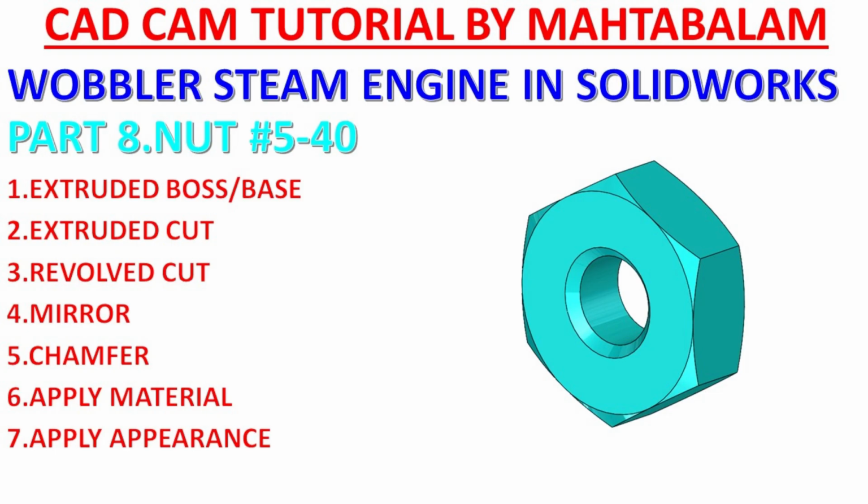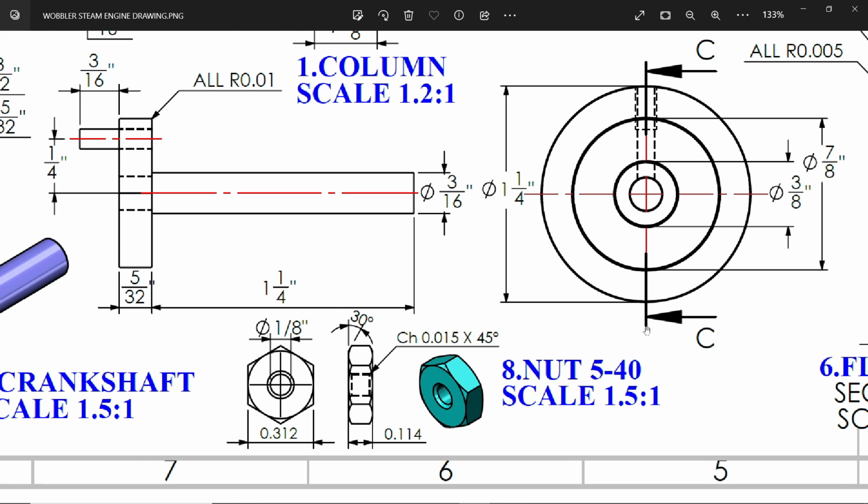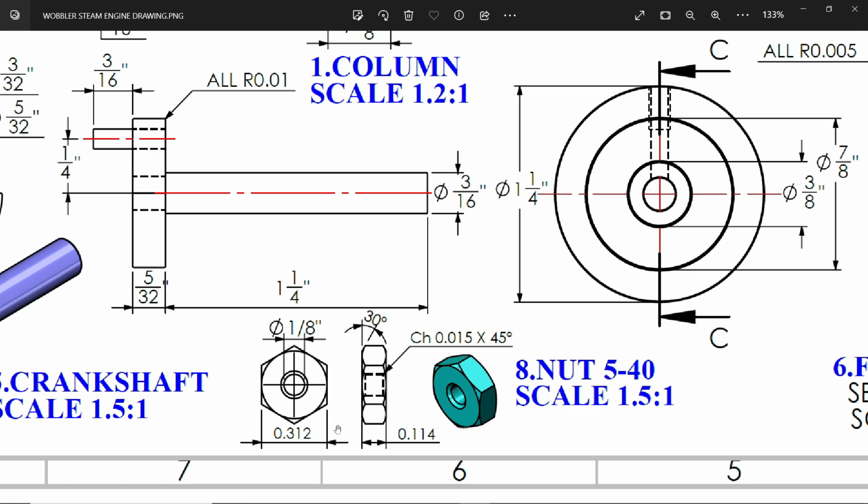Okay. Now look here, nut. And this is size number 540, thread per inch. Now 0.312, and there is a circle 1 by 8 inch, and thickness 0.114 inch.